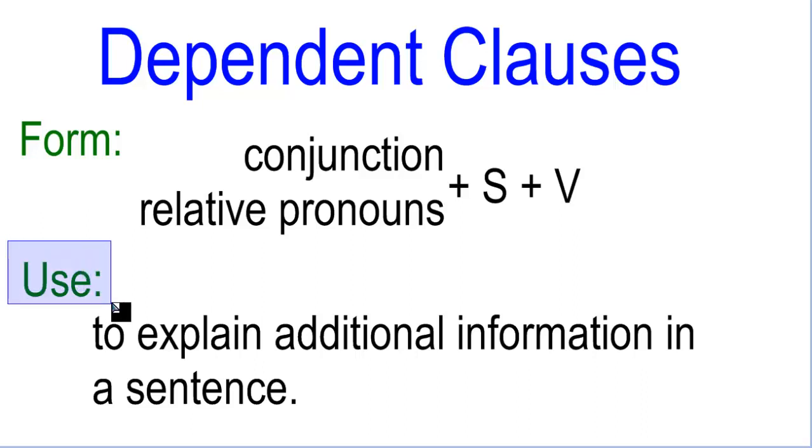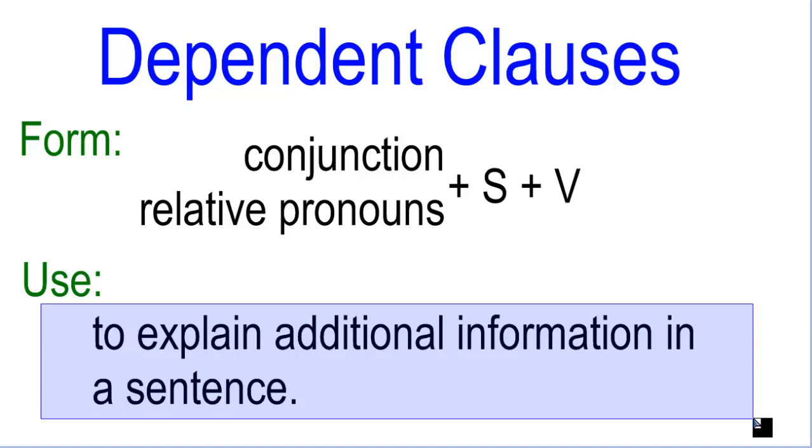Normally, what is the use of this? We use dependent clauses to explain additional information in a sentence. Okay, we give extra information in the sentence.